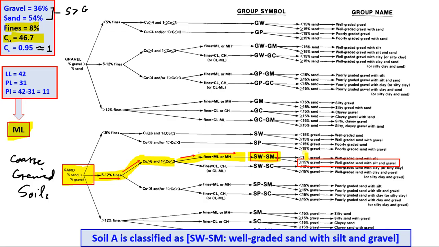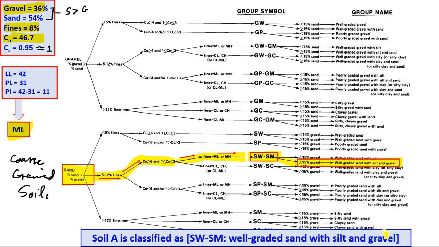So if I just look at this SW-SM, it says that it is a well-graded sand with some silt. Now there are again two choices. Gravels are less than 15% or more than 15%. In our case, gravels are 36%, which is more than 15. So we will go down, and this is our classification. So what is the classification? Classification is well-graded sand with silt and gravel.